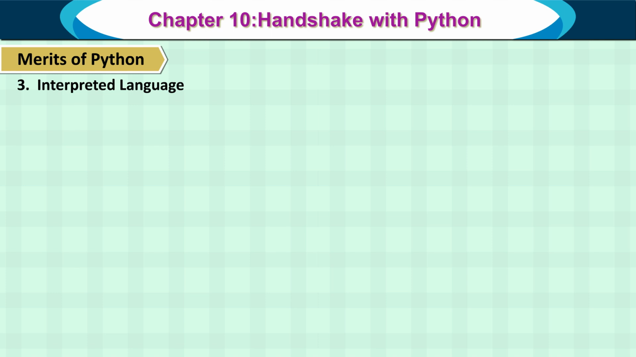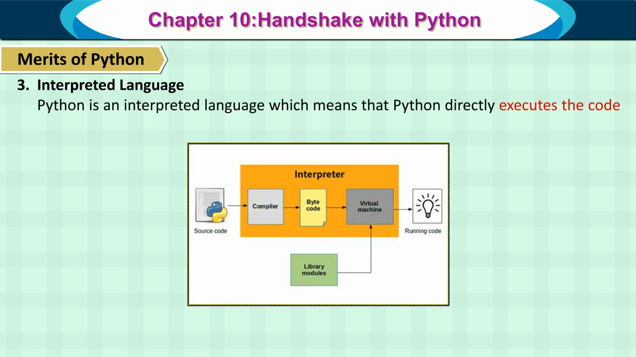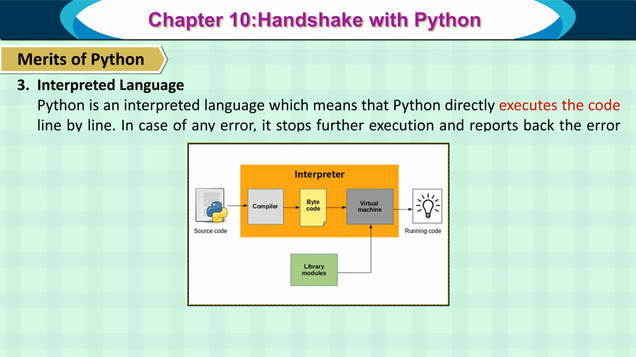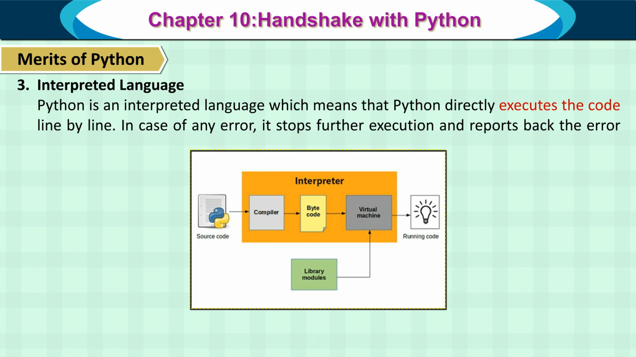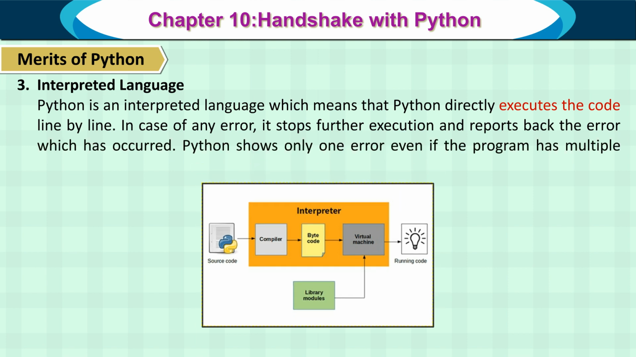3. Interpreted language. Python is an interpreted language, which means that Python directly executes the code line by line. In case of any error, it stops further execution and reports back the error which has occurred. Python shows only one error even if the program has multiple errors. This makes debugging easier.